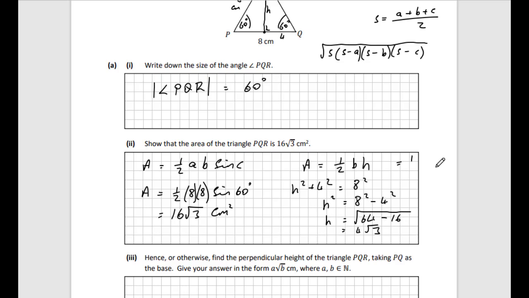So it's going to be equal to half the base. The base of our triangle is 8, and then we've got 4 root 3 as well. 4 times root 3, so half of 8 is 4, 4 times 4 root 3 is 16, so you end up with 16 root 3 centimeters squared. So it's the same kind of thing.